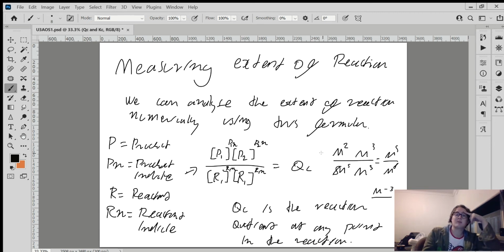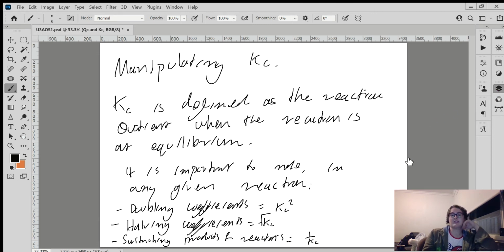Now this is called a reaction quotient. Qc is the reaction quotient at any point in the reaction. There's a more useful one, I find, which is Kc. Kc is defined as the reaction quotient when the reaction is at equilibrium. It's important to note, in any given reaction, doubling the coefficients, any reaction, sorry, I should write in equilibrium.